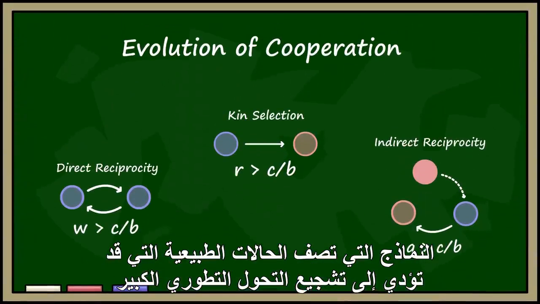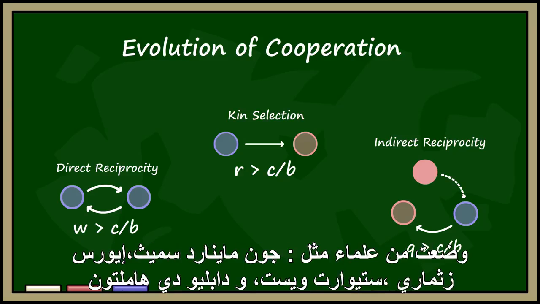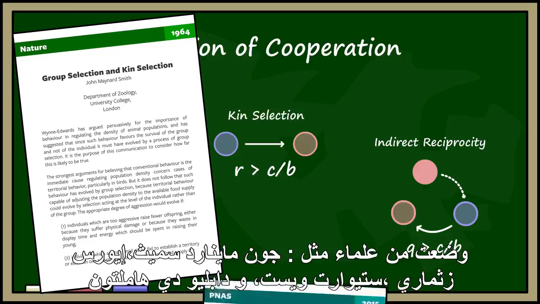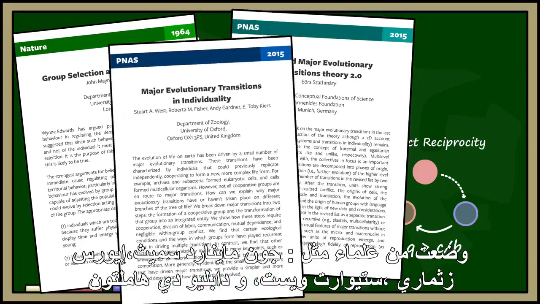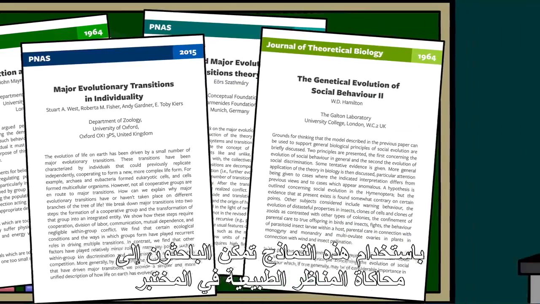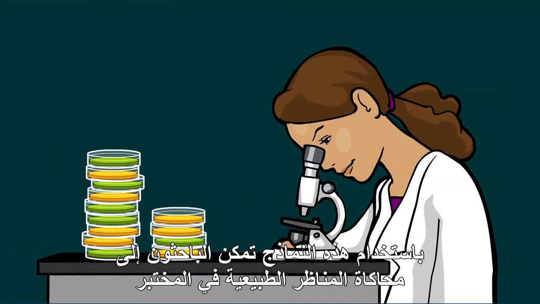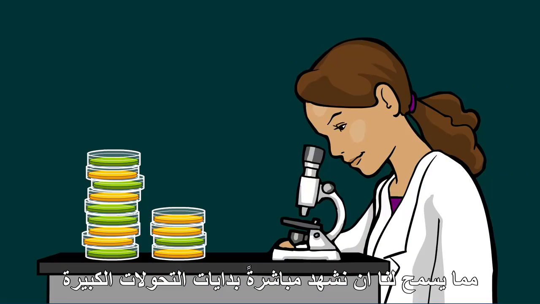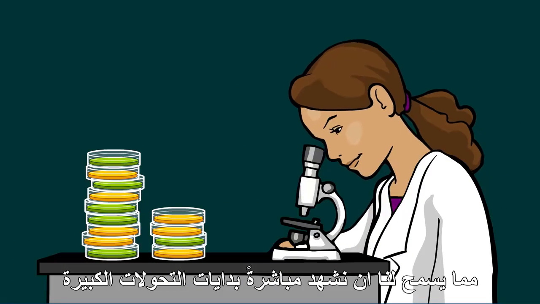Models describing natural situations that might promote the evolution of major transitions have been put forth by scientists such as John Maynard Smith, Eörs Szathmáry, Stuart West, and W.D. Hamilton. Using these models, researchers have been able to mimic natural scenarios in the lab, allowing us to directly witness the beginnings of major transitions evolve.